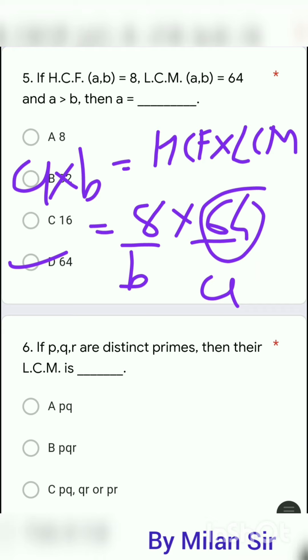It can be 32 even, right? 32 into 16, but here we want the greater number, right? So here our answer can be 64. For 32 it is even true, because 32 into 16, but here we want the bigger answer, so we can say that 64 is the correct answer. Okay.